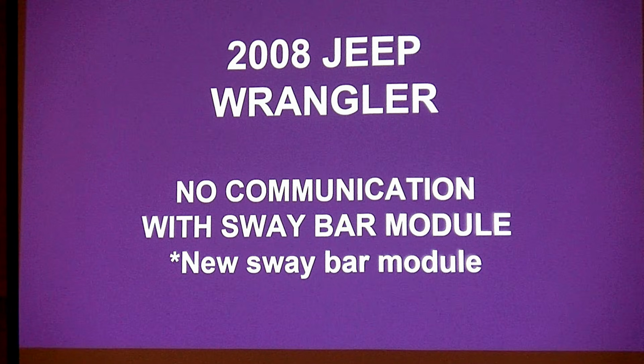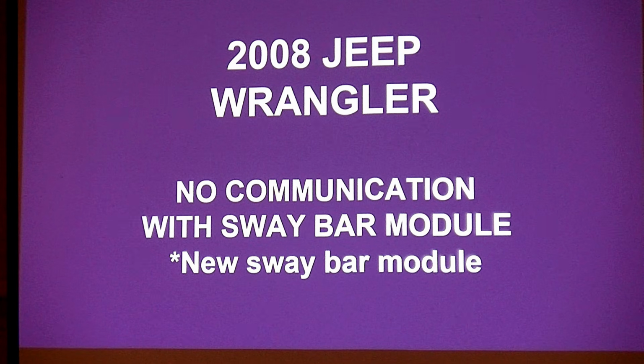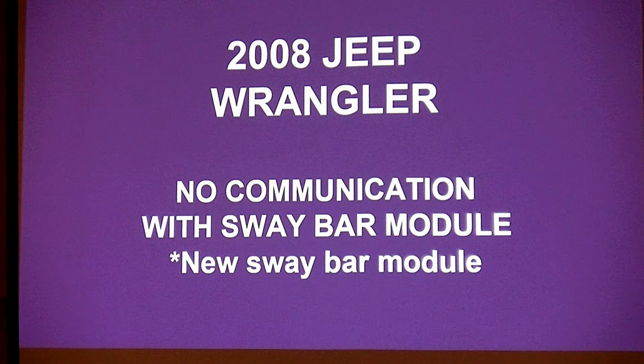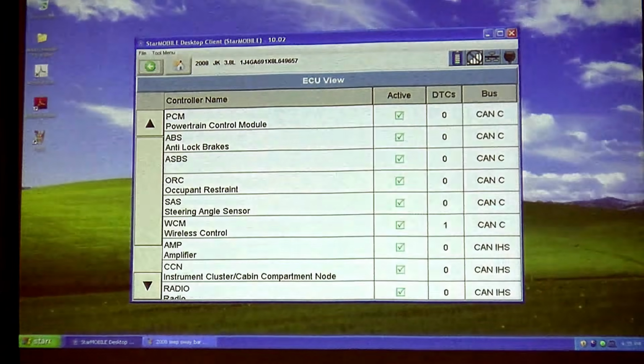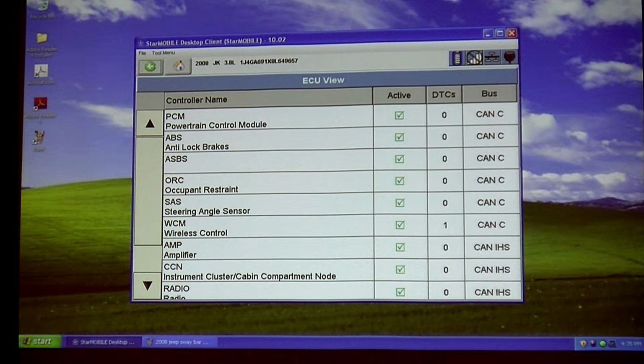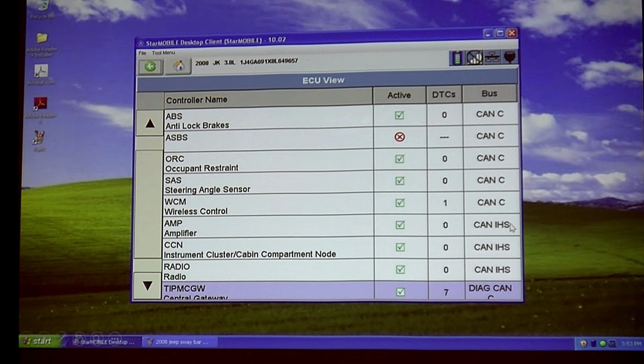2008 Jeep Wrangler, no communication with the sway bar, and the shop has put a new sway bar module on here. This is my Wrangler. So here we go. We've got the CAN-C stuff. We're communicating. We can see we don't have codes until down here. We have a wireless control giving a code. Here we've got no communications for my sway bar assembly. And notice what it says, CAN-C.